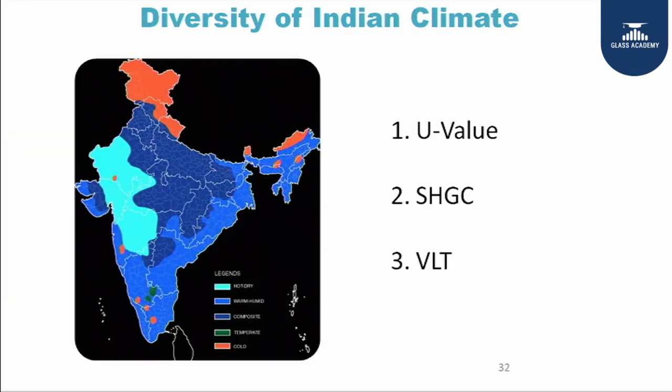The third criterion we are going to discuss is the climatic conditions. India is basically divided into 5 climatic zones, and based on these climatic zones, one needs to meet certain parameters like U value, SSGC and VLT. These 3 parameters need to be looked at from the perspective of these 5 zones, and it is specified in the green building documents from either IGBC or Griha.